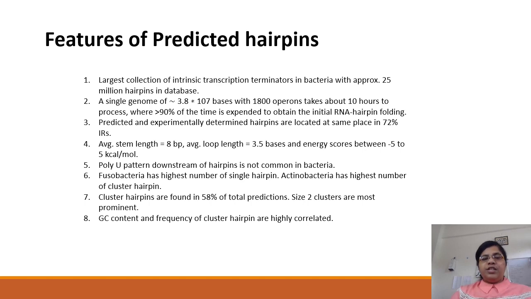The fusobacteria has the highest number of single hairpins, while actinobacteria has the highest number of cluster hairpins. Cluster hairpins are found in 58% of the total predictions, with size 2 clusters being the most prominent. And we found that the GC content and the frequency of cluster hairpins is highly correlated.